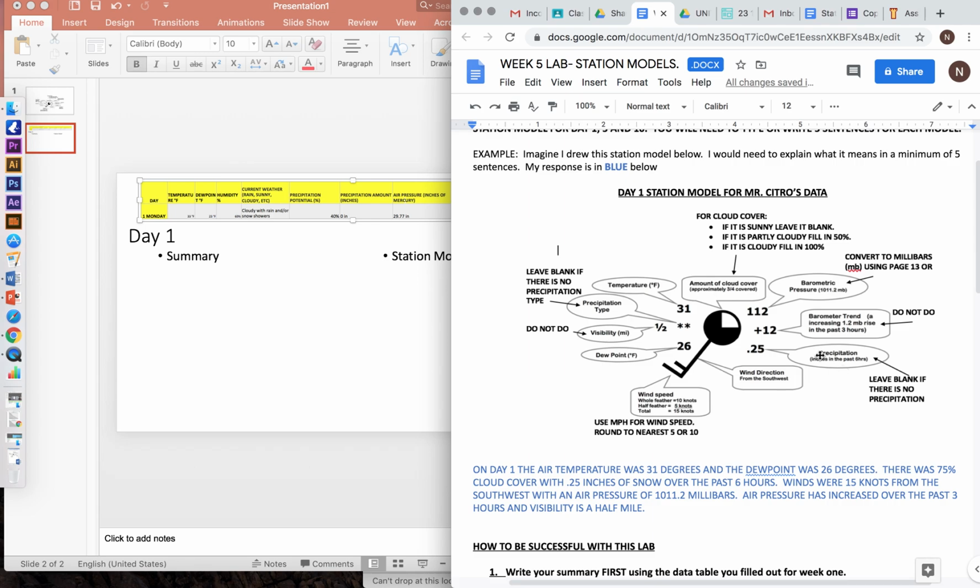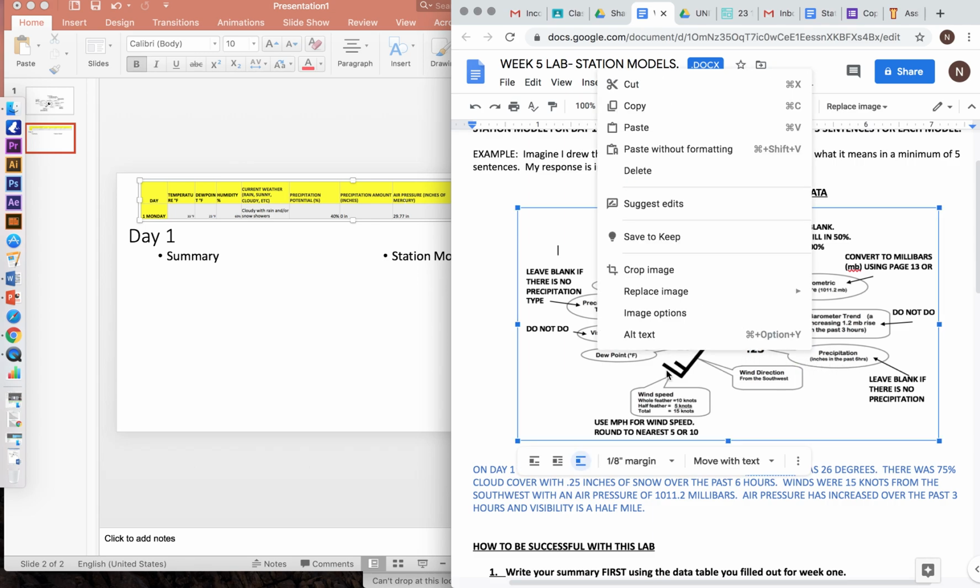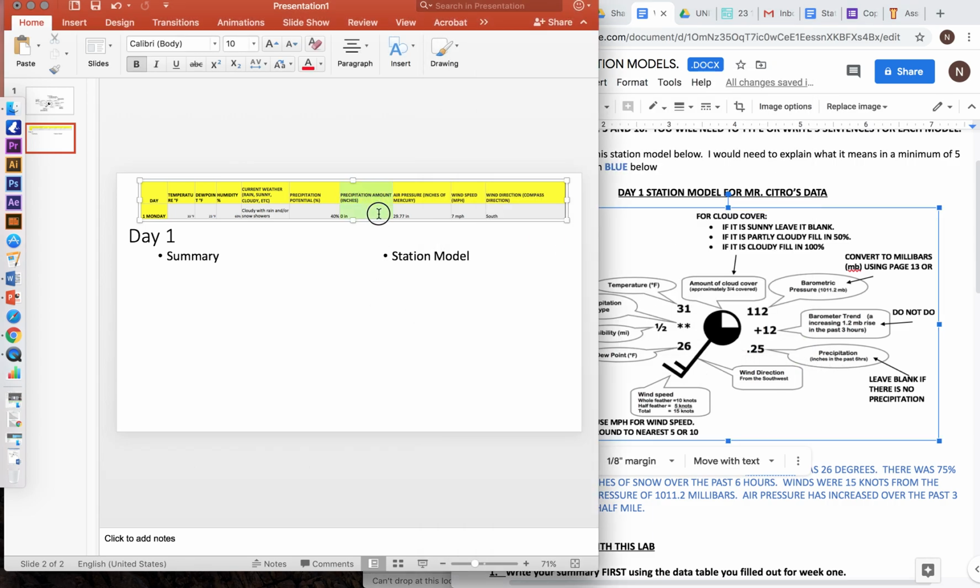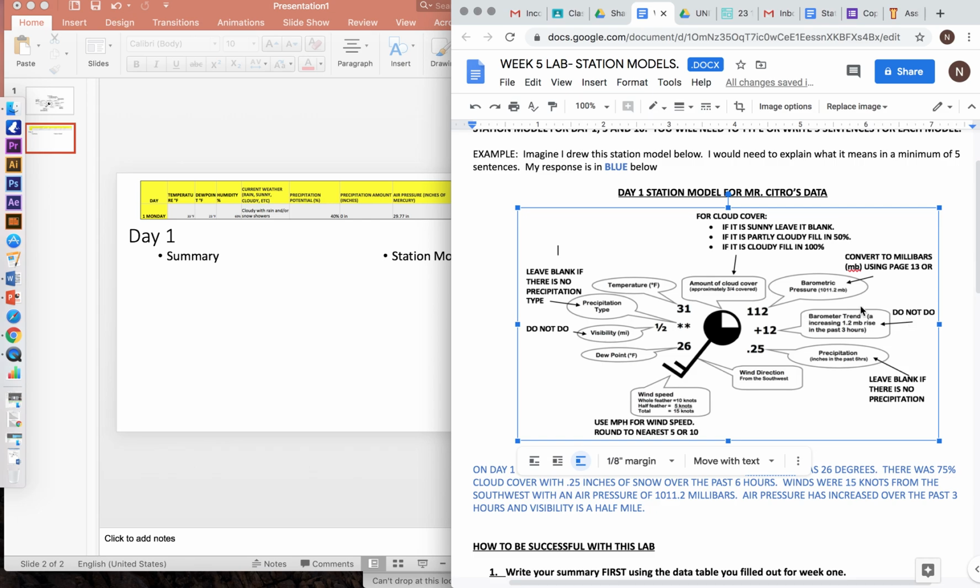Precipitation amount, we're just going to assume that the precipitation amount in inches, if you look here that I'm highlighting on the left, is over the last 6 hours. We did not record any barometric trend, so you're not going to put anything here. You are going to record the barometric pressure, and you're going to have to convert that from inches of mercury to millibars, and then from millibars to a station model. Okay, so that's a double conversion.